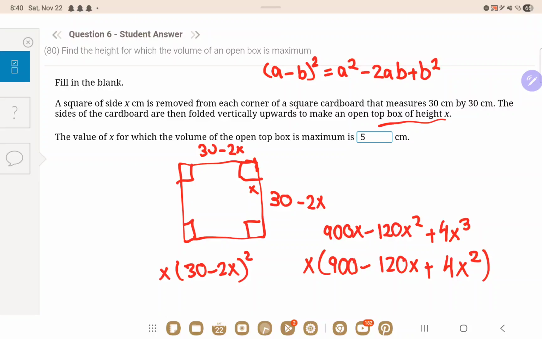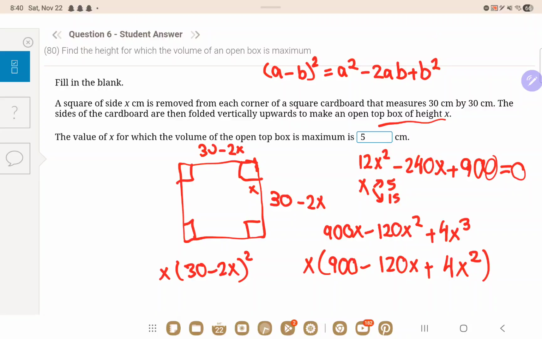Now you have to derive once. So it's going to be 12x squared minus 240x plus 900. Now we're gonna equate this to 0, so you're gonna put it into the equation solver in your calculator, which is mode 5, 3. Now when you put it in the equation solver, you're gonna get x is equal to 5 or 15.